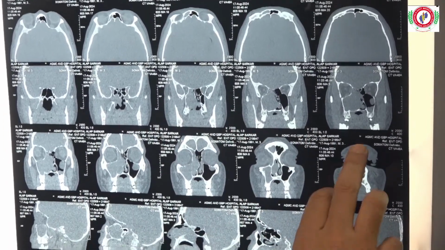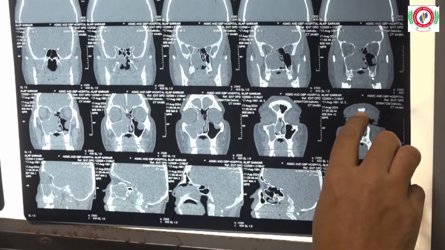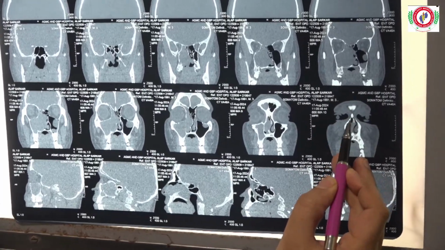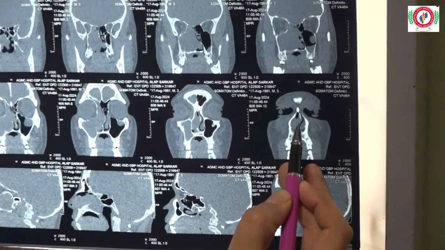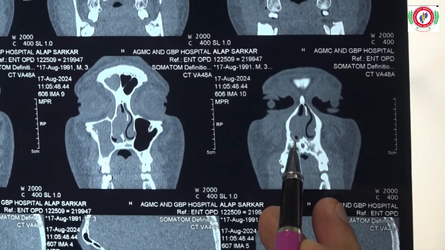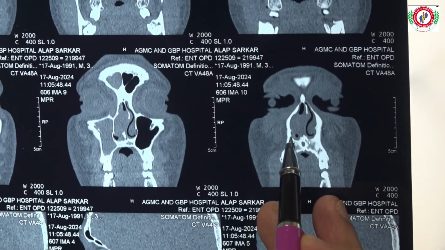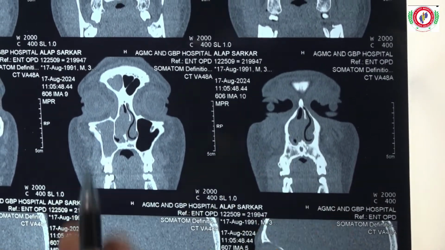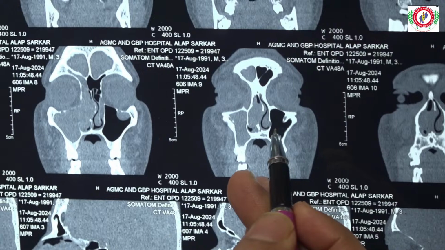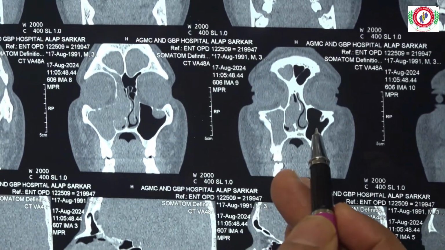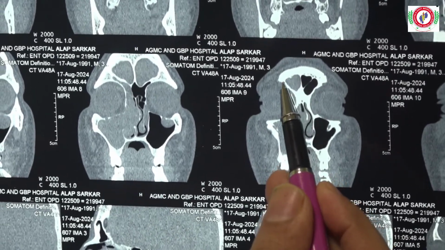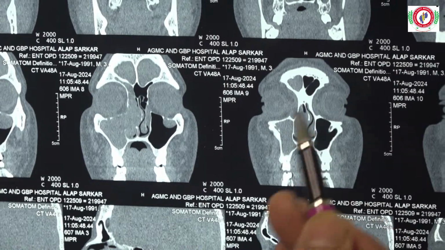Generally, these 10 coronal images are more than 5 mm apart, right? So I would like to have 0.5 or 0.6 mm cuts for better viewing of whatever information we get. So this is the first cut. In this cut, you can see the frontal bone above. You can see the nasal bones. You can see the nasal septum that is deviated to the right side. You can see the left inferior turbinate, and you can appreciate a little of the right inferior turbinate also.